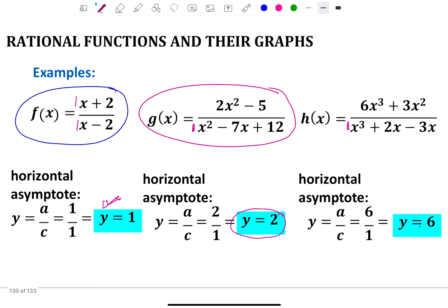If we have a numerator heavy polynomial, where the numerator is a higher degree than the denominator, in that case there will be no horizontal asymptote, but we will have a slant asymptote instead. In the next video, we will see several examples of graphing rational functions.